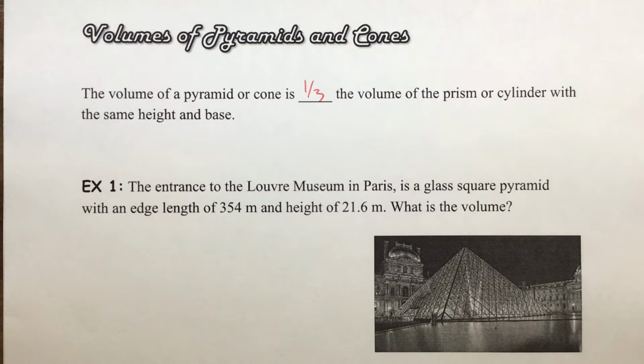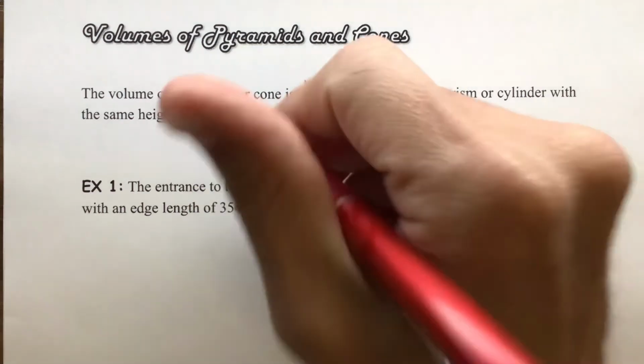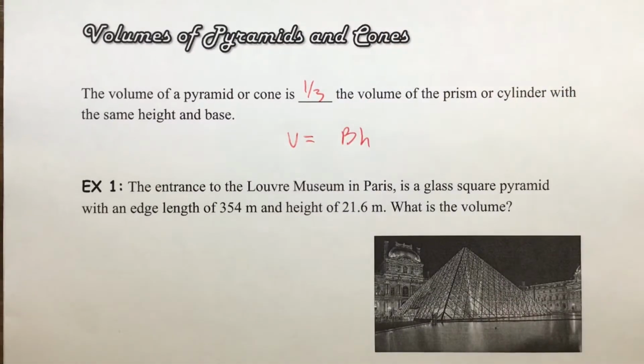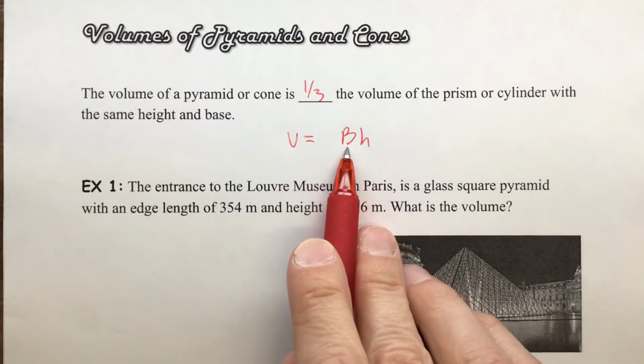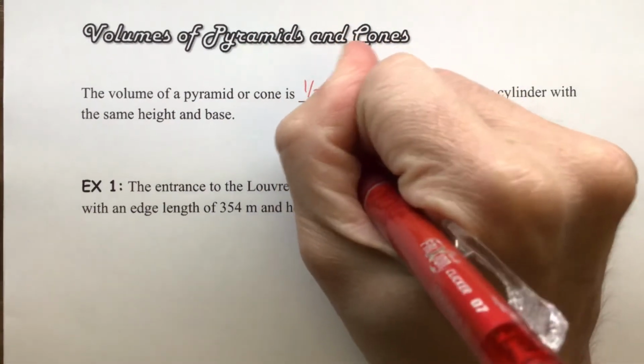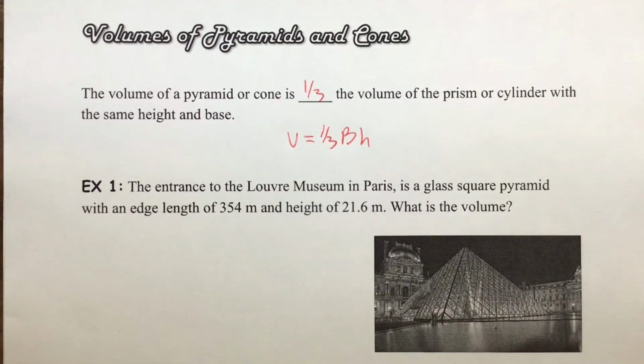So that means that if we took the formula that we usually have for prisms or cylinders, that volume is equal to capital B times H, where capital B is the base area, what we're going to do is add in an extra factor, which will be 1/3. So that's what we're using.